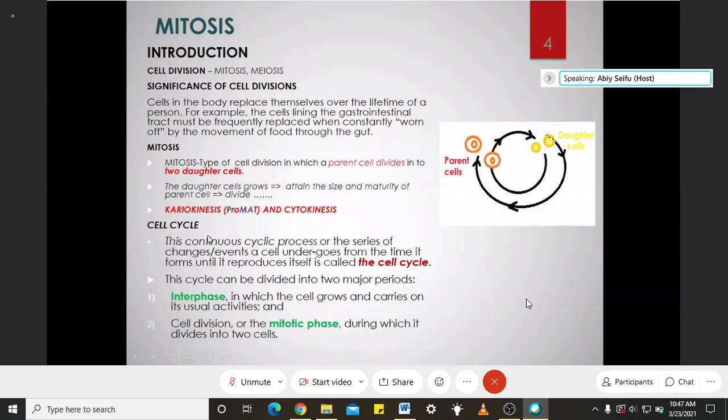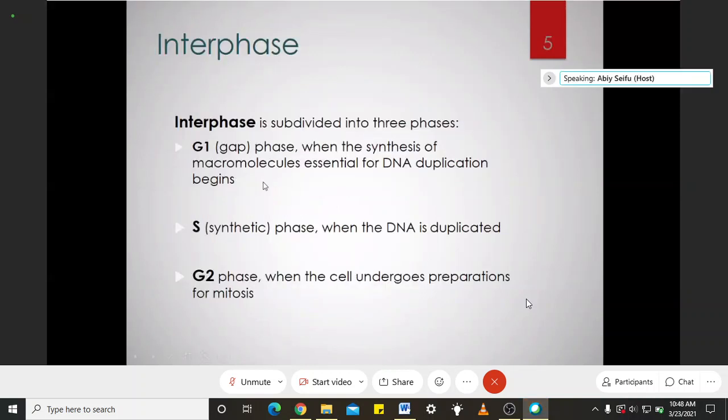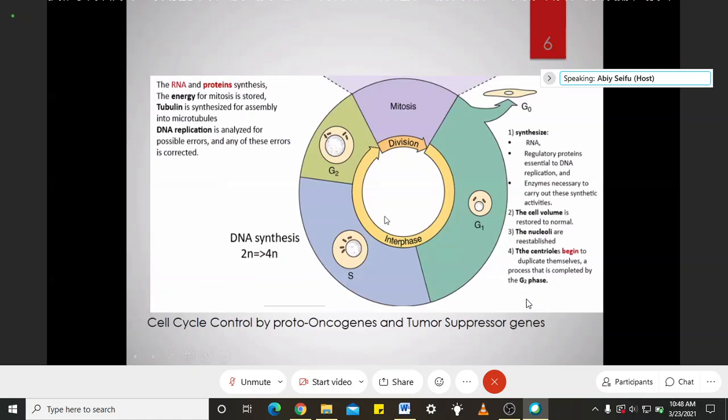The cell cycle, as we have said, is a continuous cyclic process or a series of changes a cell undergoes from the time it forms until it reproduces itself. The cell cycle is divided into two major periods: the interphase and the mitotic phase. The interphase has different stages: the G1 phase, the S phase, and the G2 phase. So this summarizes the stages of the interphase.